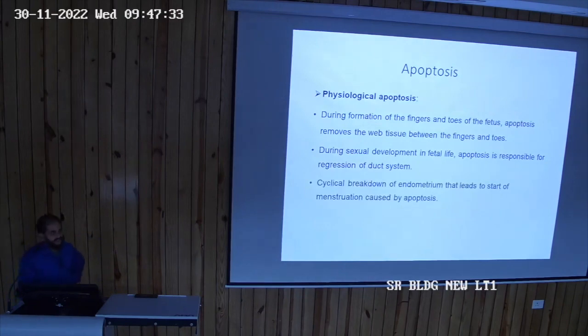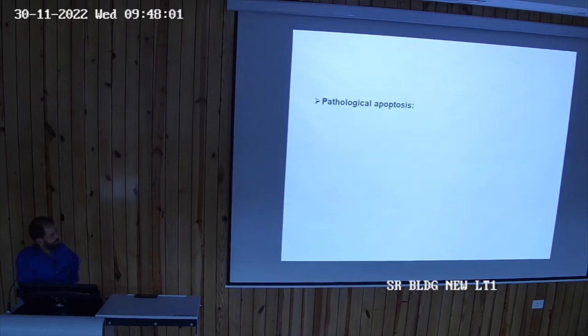Then during menstruation, there is cyclical breakdown of endometrium, and there is withdrawal of progesterone. Withdrawal होता है ना hormones का, that leads to the menstruation, which is also due to apoptosis. This breakdown of endometrium. है ना? There is involution of thymus in the early age, है ना? It becomes involuted. Okay. Then there is pathological apoptosis also.